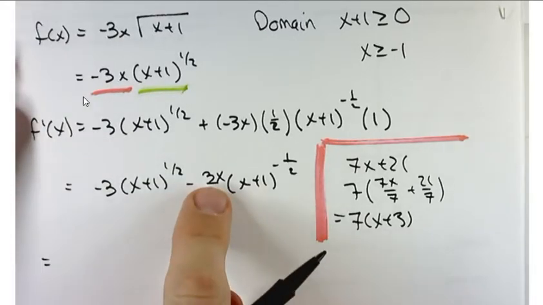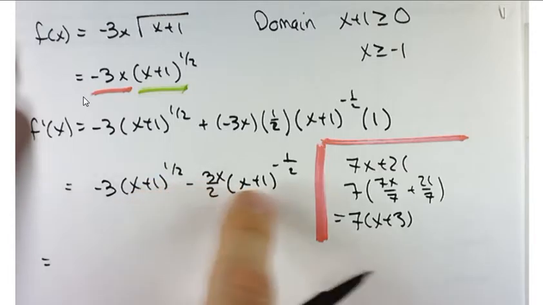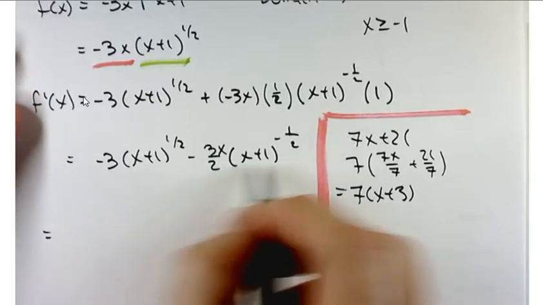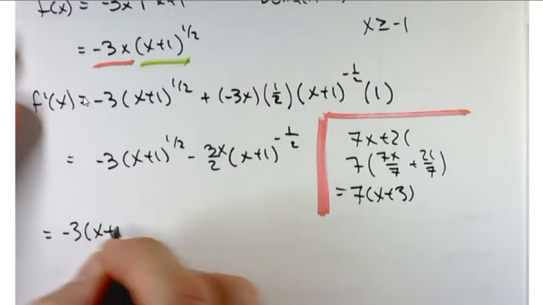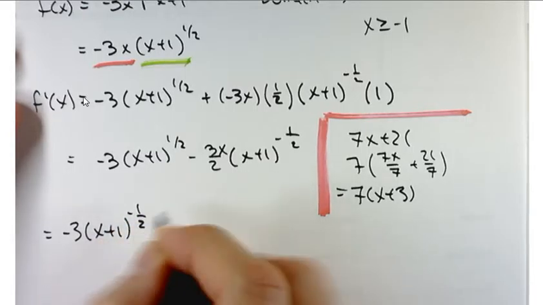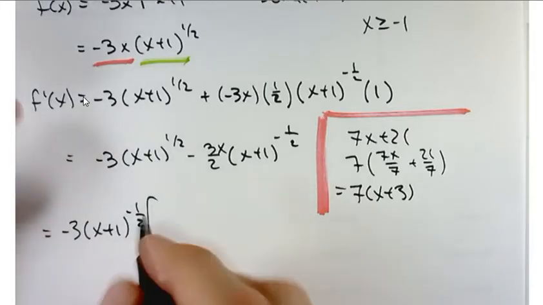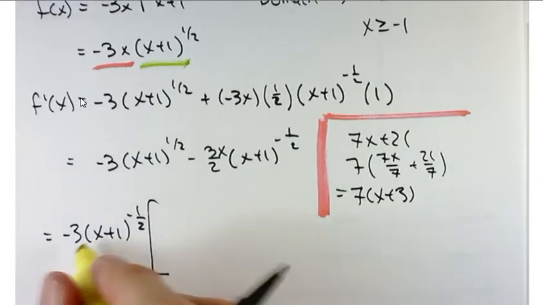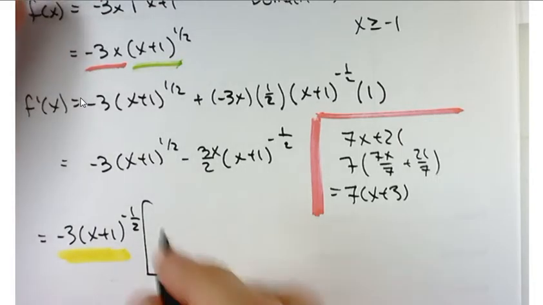I'm going to factor out two things. I'm going to factor out the negative 3 and this negative exponent. This whole thing to the negative exponent. So negative 3 times x plus 1 to the minus 1/2. Now when I do that, I'm really dividing both of these terms by this. Both of them are going to get divided by that negative 3 times x plus 1 to the negative 1/2 term.